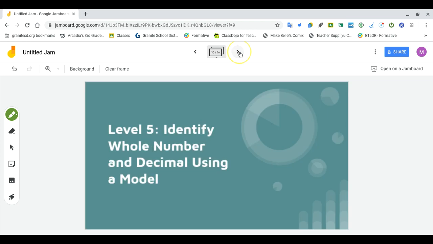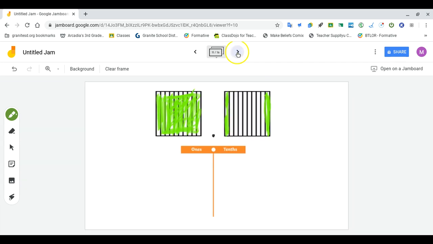Okay, I'm going to go into level 5, identify whole numbers and decimals using a model. So this is real similar to the last level, but now you're going to have whole things as well. So just like you did with mixed numbers, now you're going to have to do the same thing with decimal points. Okay, there is one whole green thing here, so that goes in my 1 column. Okay, my decimal point separates my less than whole things, and then I just have 1 and 2. So this would be 1.2.